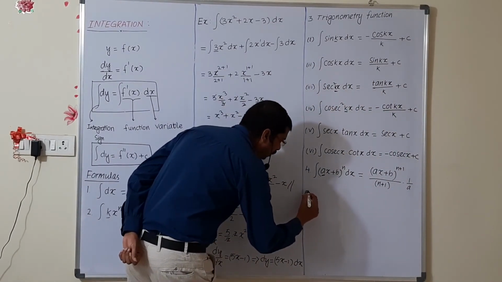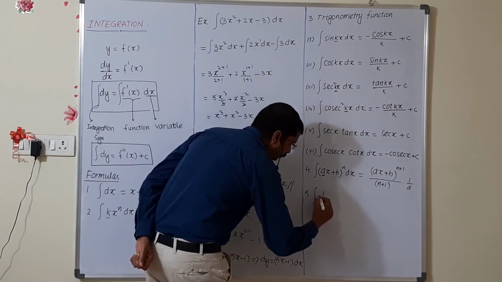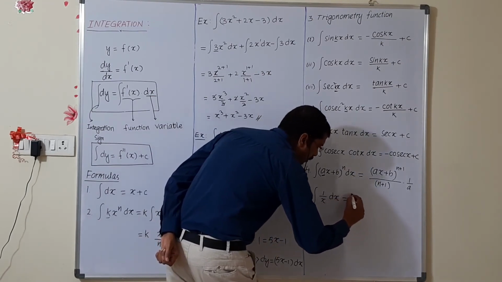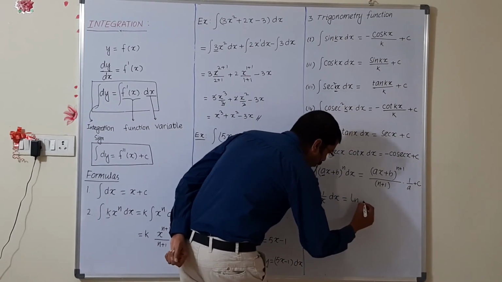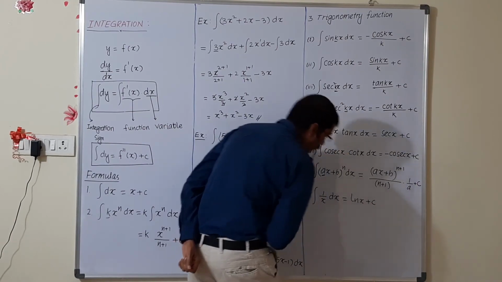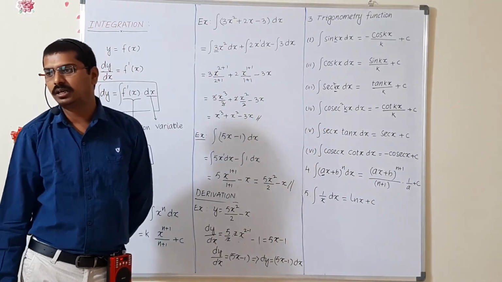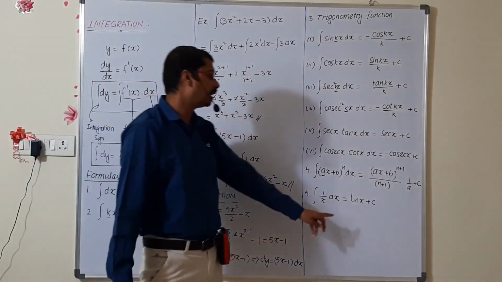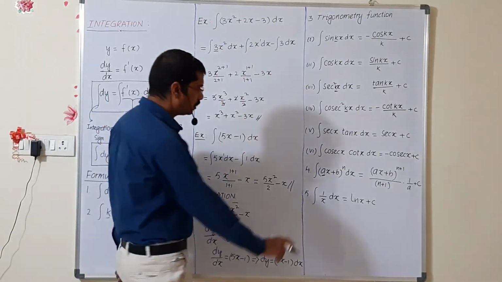Now the fifth one, integration of 1 by x dx. This value is ln x plus c. The integration of 1 by x dx is ln x, or we can say log x. In physics we always write ln x.